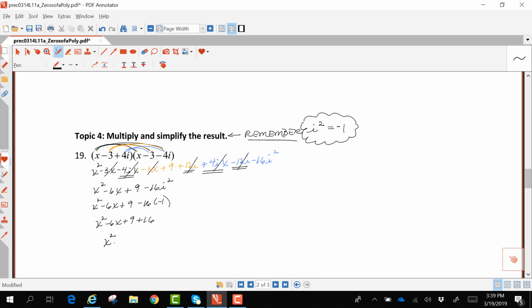Then my result is the polynomial x squared minus 6x plus 25. Often when you multiply these trinomials, your imaginary number will be absorbed in the process, so your answer is only real numbers. I'm going to close this recording here and start another recording for the connection to college algebra.